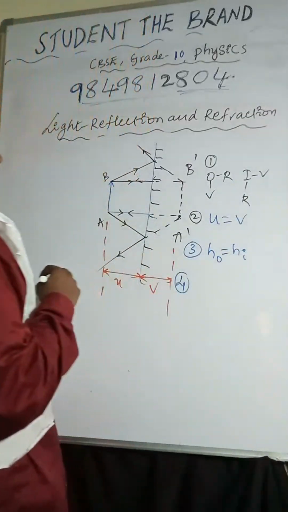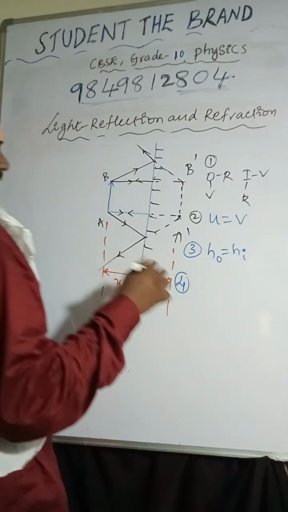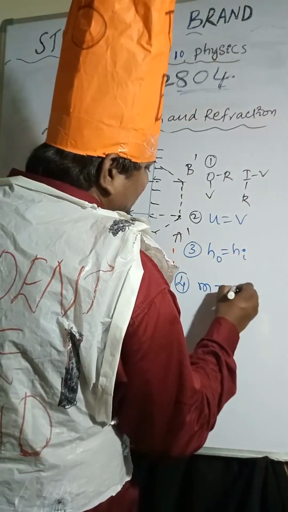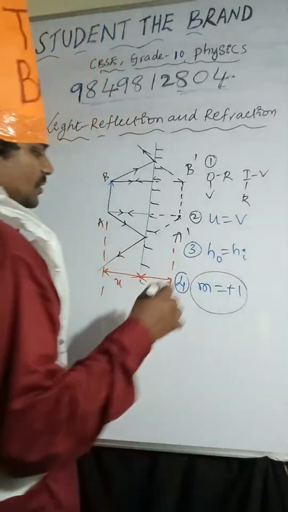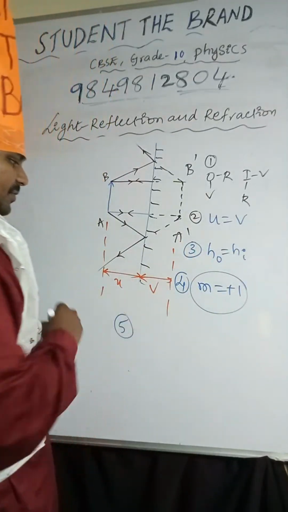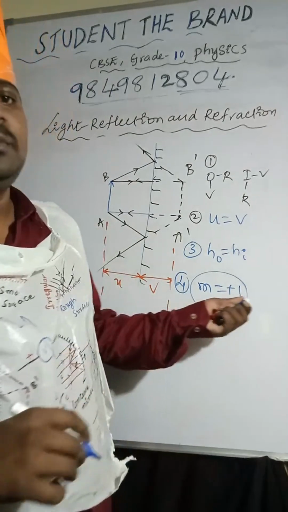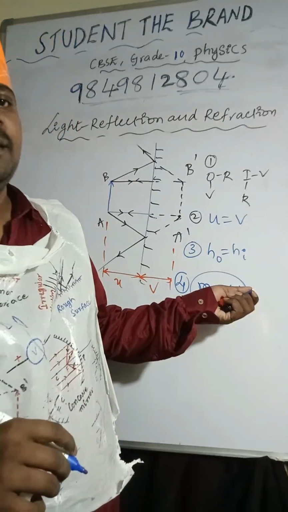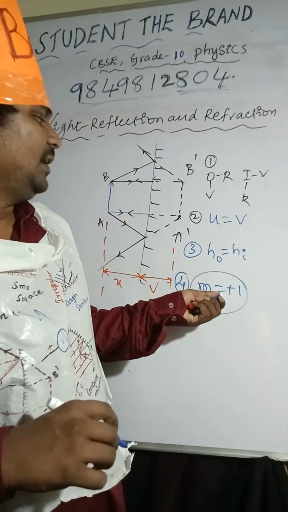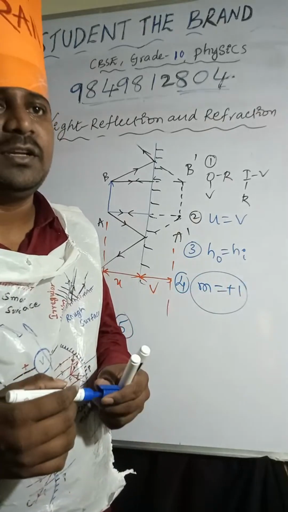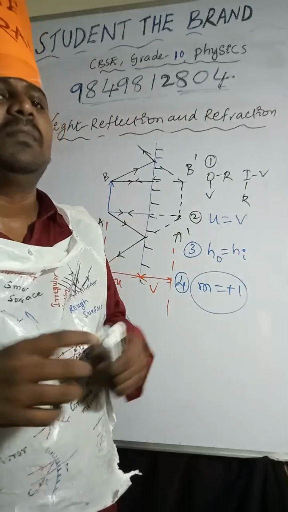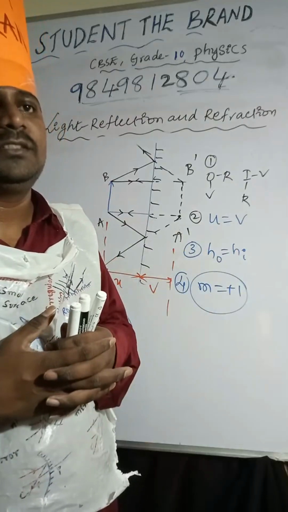And coming to the fourth one, it also shows lateral inversion. And coming to the fifth one, m is equal to plus 1. So the magnification of the plane mirror is plus 1.